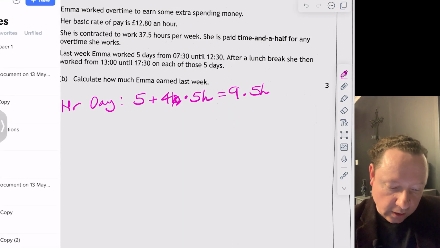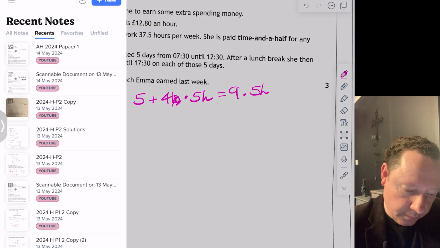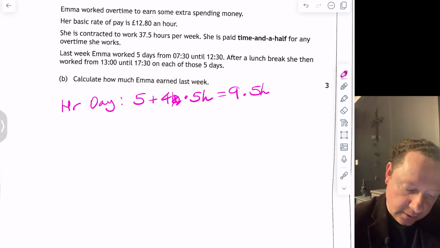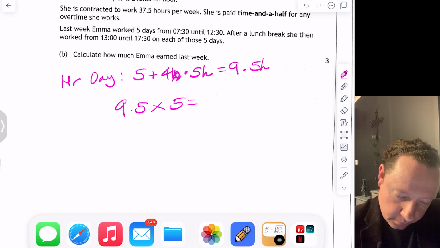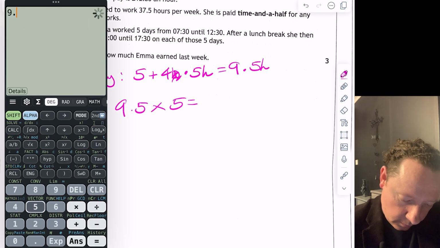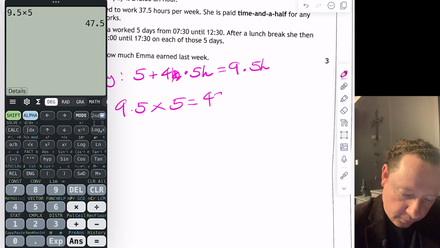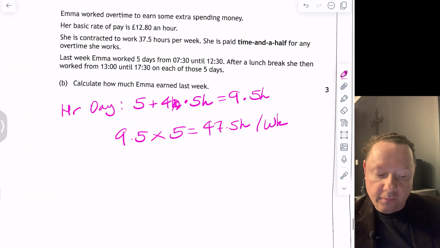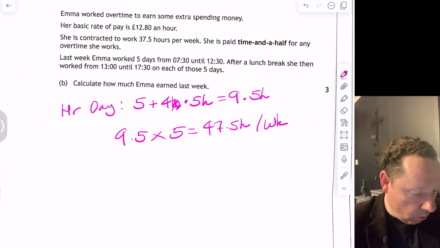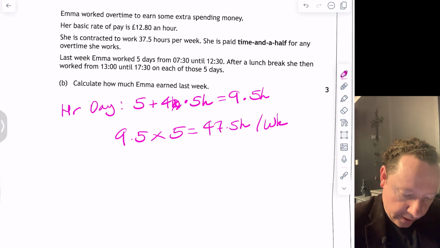And then she did that for 5 days. So 9.5 times 5 means she works 47.5 hours a week. And it says she's paid time and a half for anything over 37.5. So her normal basic is 37.5.